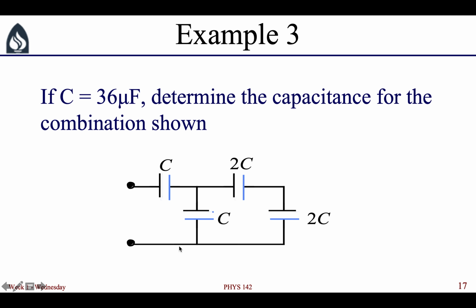So here is a circuit that's a little bit more complex than the last one we looked at. And C in this circuit, which is labeling some of these capacitors, is equal to 36 microfarads. We want to determine the capacitance for this entire combination of capacitors. And you can imagine where you see the black circles that there are connections running from those black circles potentially to some battery.